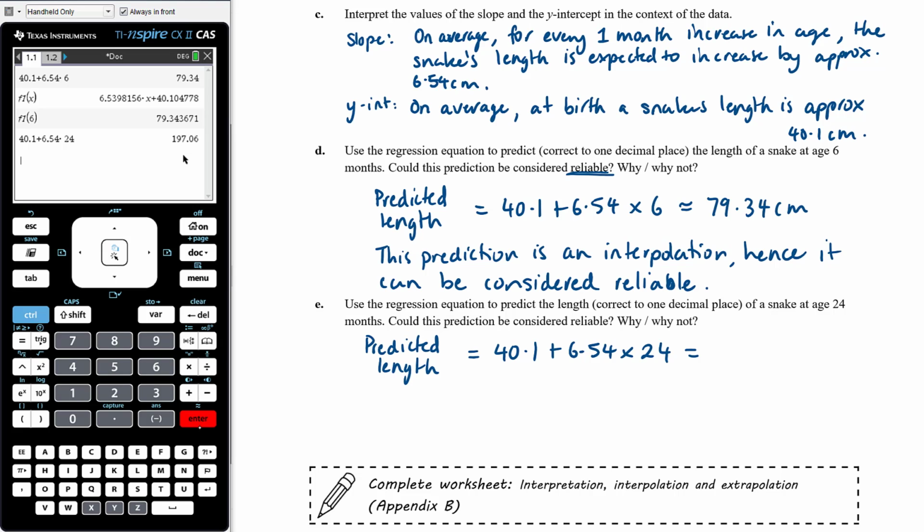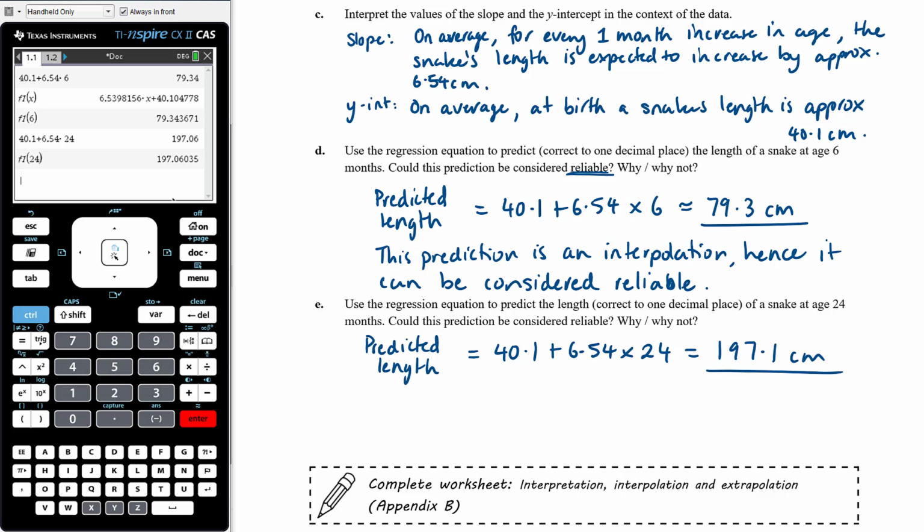Correct to 1 decimal place. Now, I got my previous question wrong because it was correct to 1 decimal place, so it should have been 79.3 centimetres, the previous question. Correct to 1 decimal place here is 197 point. Now, that's okay. Just be a bit careful about that, but yeah. 197.1 centimetres to 1 decimal place. So again, if you used your function definition with your CAS and you did f1 of 24 and rounded that to 1 decimal place, it is still 197.1. Could this prediction be considered reliable?